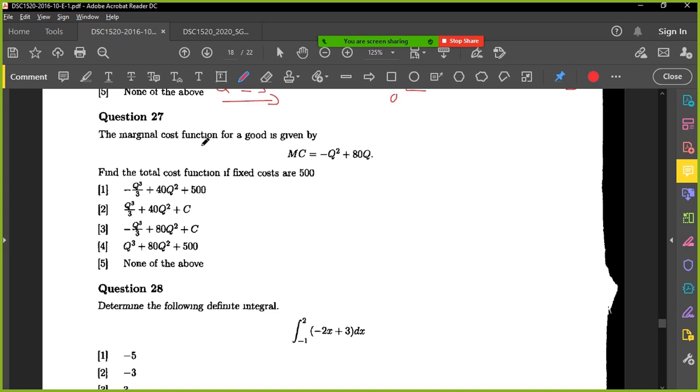Okay, so almost have marginal cost, maybe just to walk you through it. Okay, marginal cost means the derivative. I want the total cost. Yep. How do I get the total cost from the marginal cost? Integration.